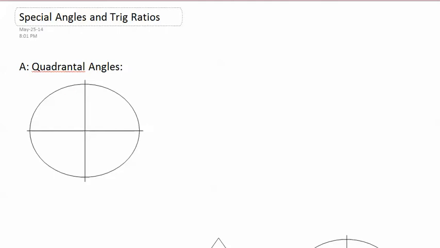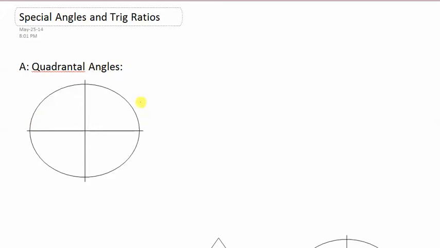Hi, in this lesson we are going to learn about some special angles and their properties so that we can figure out sine, cos, and tangent ratios without the need of a calculator. There are three groupings that I'm going to go over. The first one are called quadrantal angles. Now, quadrantal angles are angles that are right on the axes.